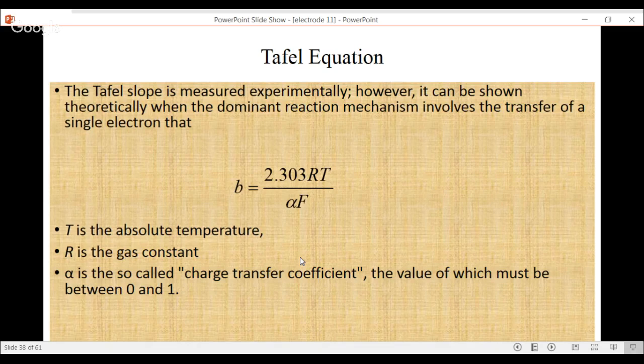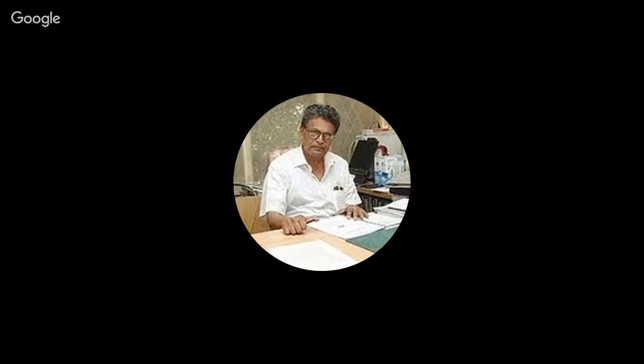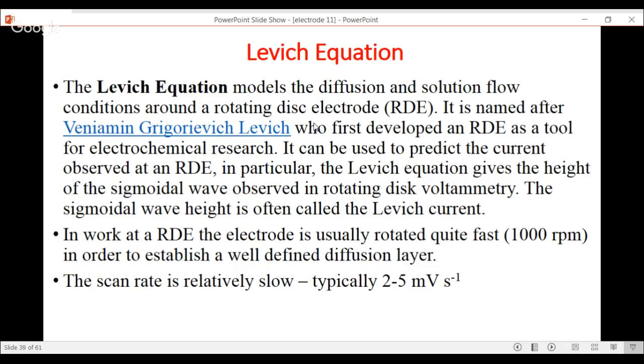As I told you, there are various equations that are possible in electrode kinetics. Only one of them we are going to see. The Levich equation models the diffusion and solution flow conditions around a rotating disk electrode. This is the reason why we are talking about it, because sometimes you are doing rotating disk electrode measurements. It is named after Levich, who first developed the rotating disk electrode as a tool for electrochemical research. It can be used to predict the current observed at a rotating disk electrode.